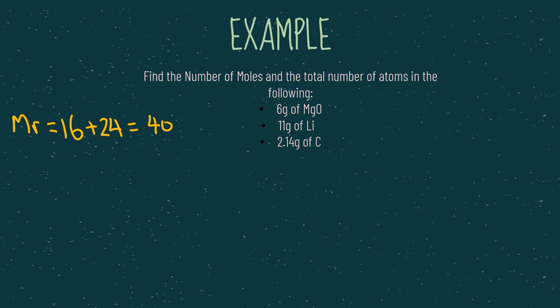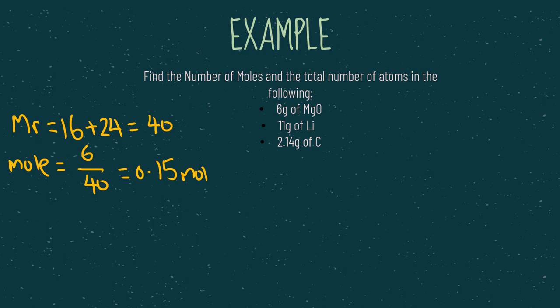So now we need to find the mole. Mole is equal to 6 grams, which is the mass, over 40. And this will give us 0.15 mole. So there are 0.15 moles in 6 grams of magnesium oxide.